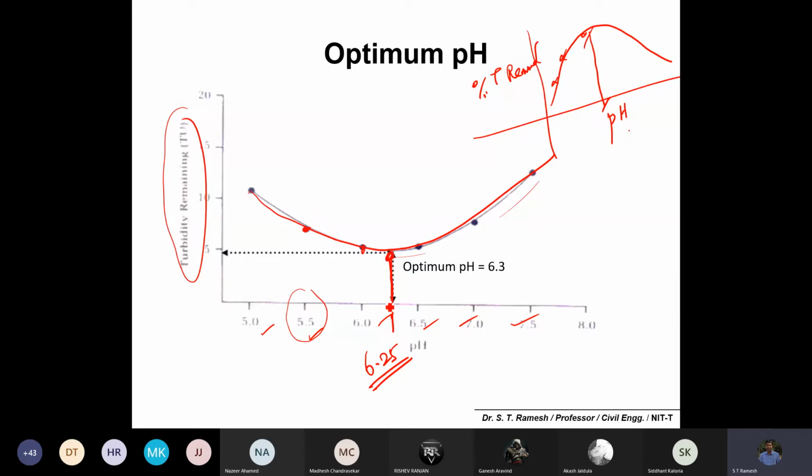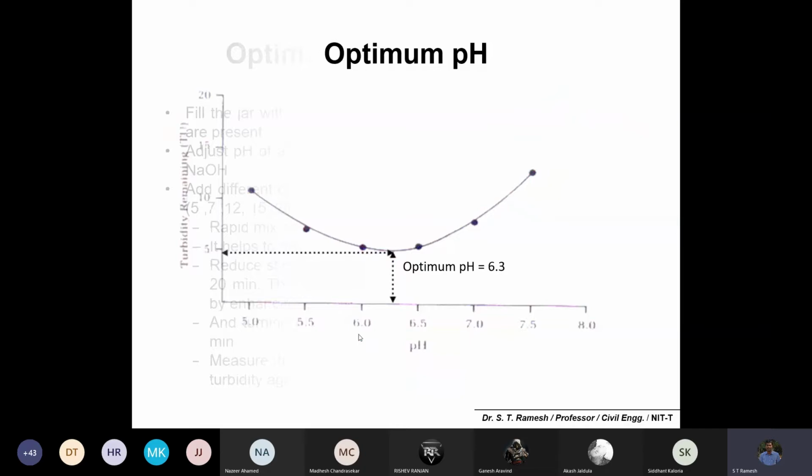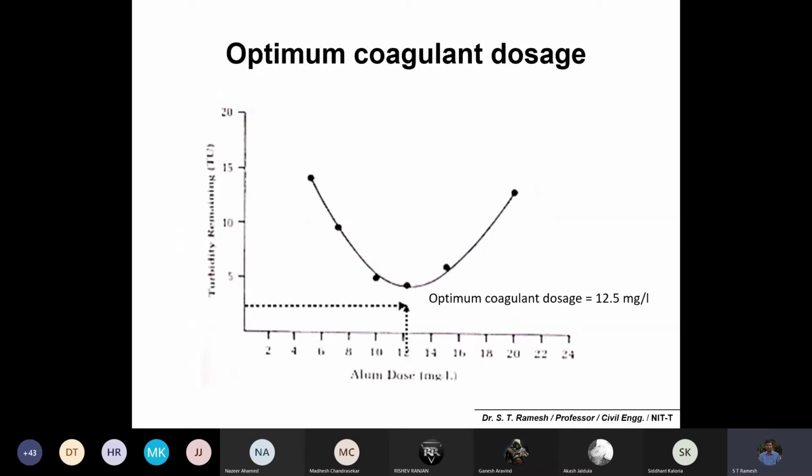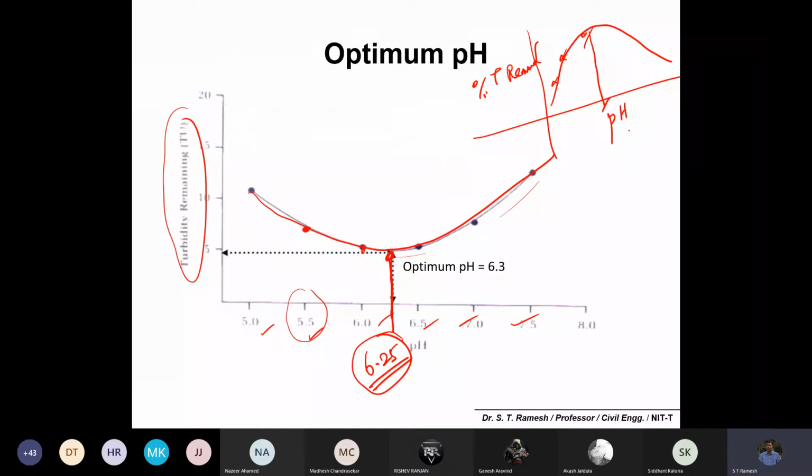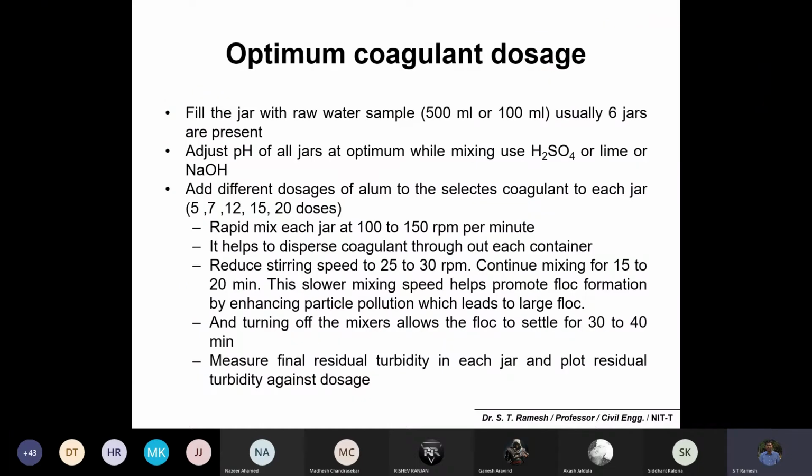Okay. So now you fix 6.25 in all beakers and do one more experiment by varying the dosages. In this situation, you fix 6.25 and vary the dose: 5, 7, 12, 15, 20. So at least before the start of the experiment, you should also be familiar with the approximate ranges of the coagulant to be added. That is also sometimes necessary.